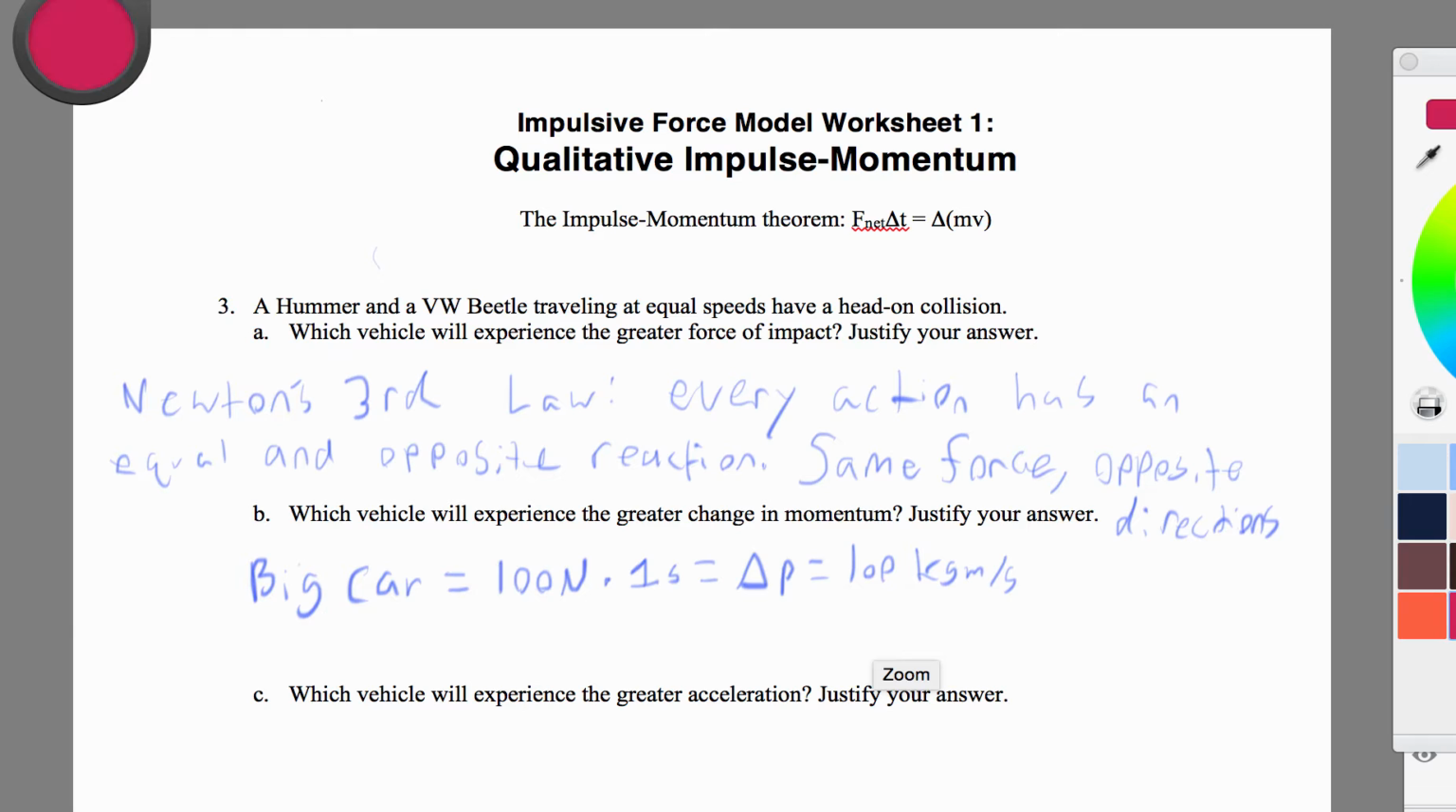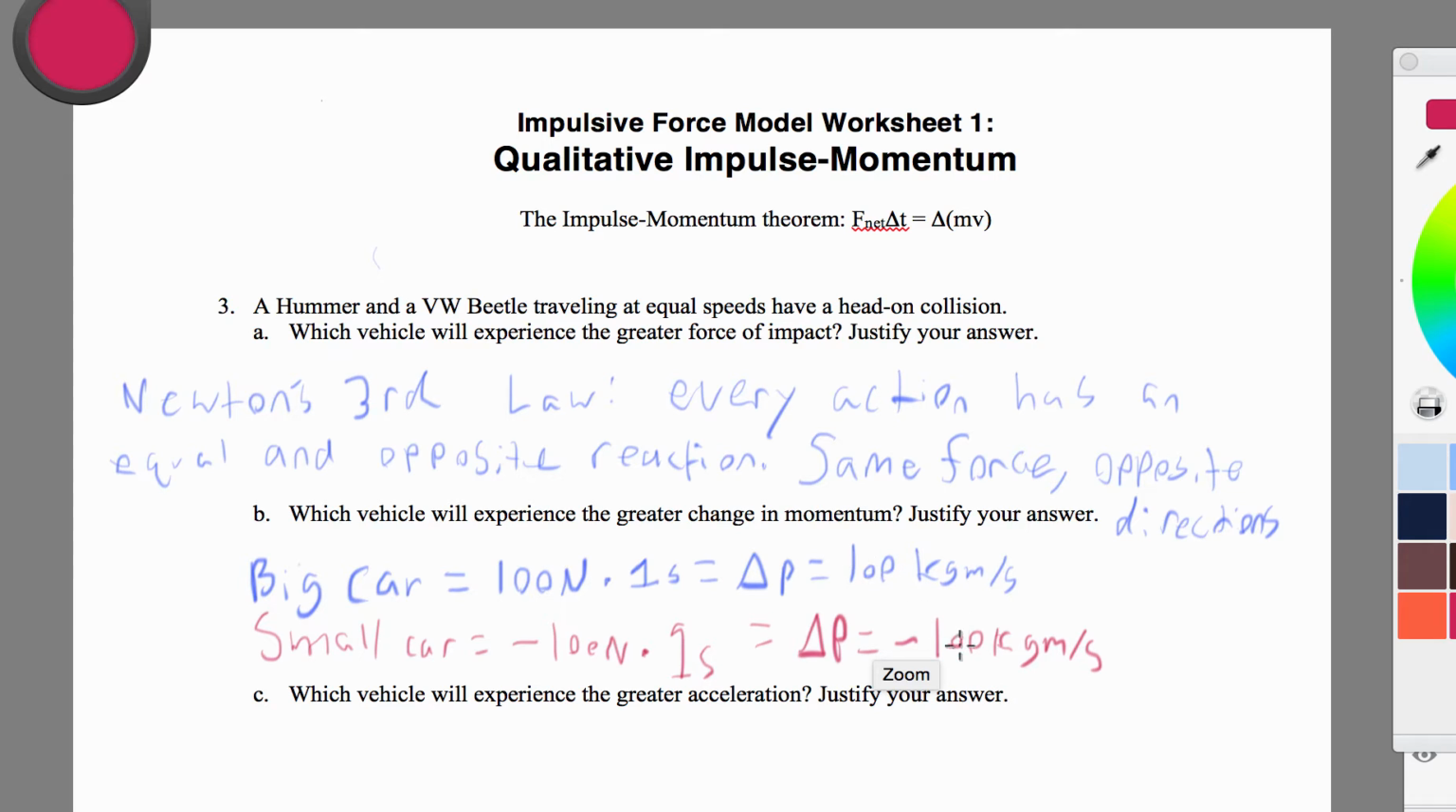Now for our small car, the force was negative 100 newtons because it must be equal and opposite, Newton's third law. And it had to collide for the same amount of time, because otherwise that just doesn't make any sense at all. How could you have a collision where one thing is experiencing it for more time than the other? That just doesn't make any sense. So here, our change in momentum is going to be negative 100 kilogram meters per second.